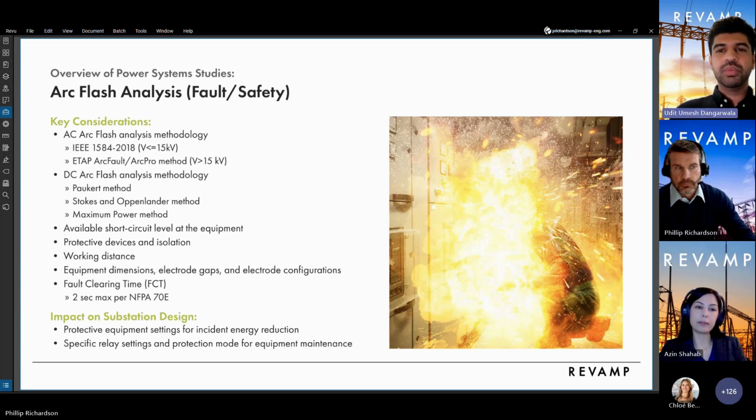Arc flash analysis majorly impacts the relay settings at the substation. Given the incident energy is directly proportional to the fault clearing time, reducing the fault clearing time by changing the relay settings can reduce the overall incident energy levels across the system. Also, specific modes can be programmed in relay during maintenance so that the fault clearing time and incident energy levels are really low when equipment needs to be accessed for maintenance. Next slide, please.